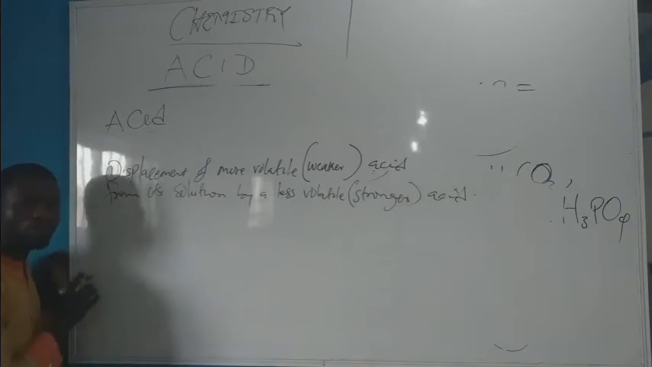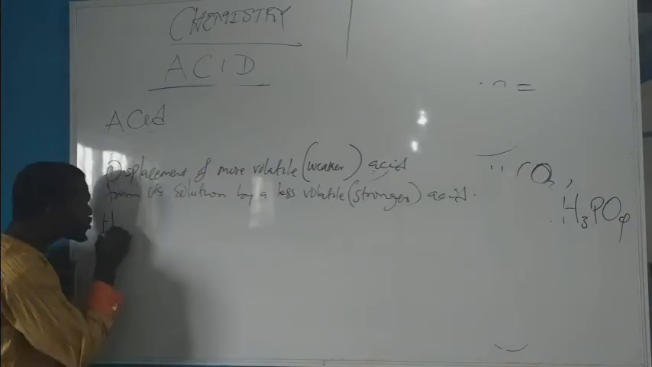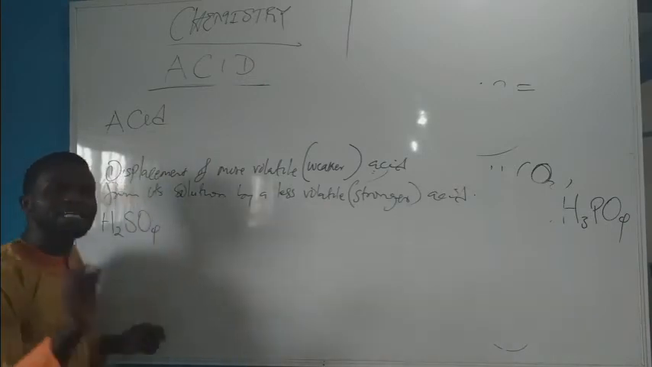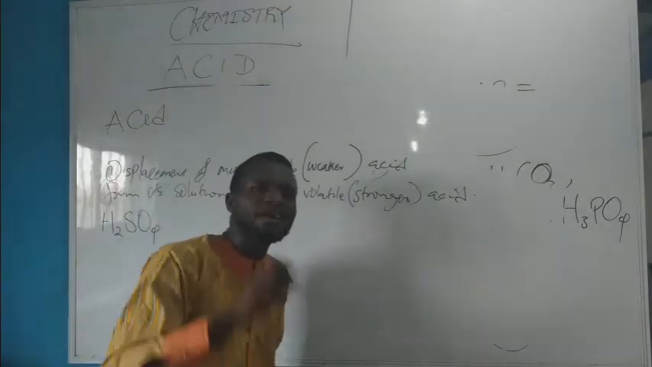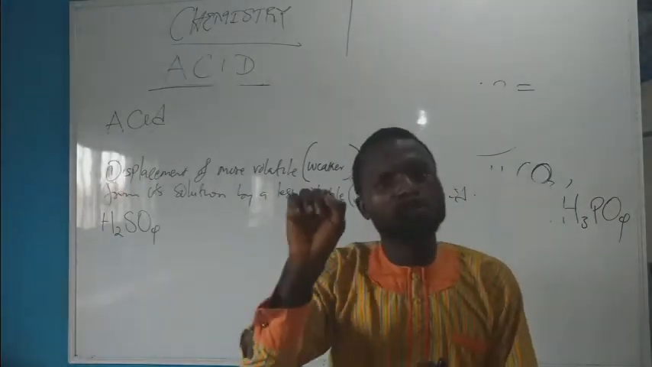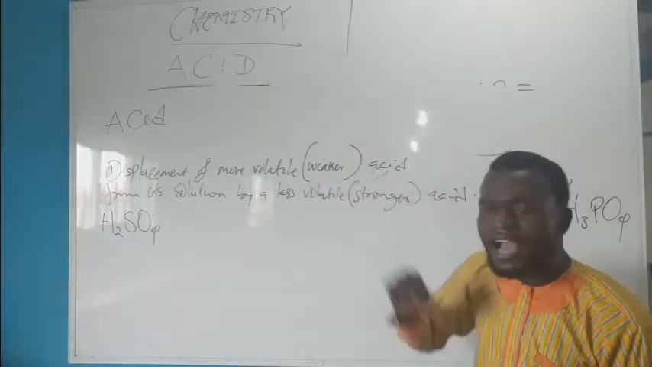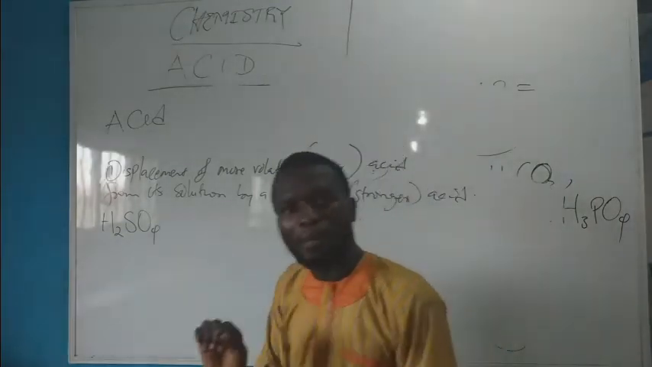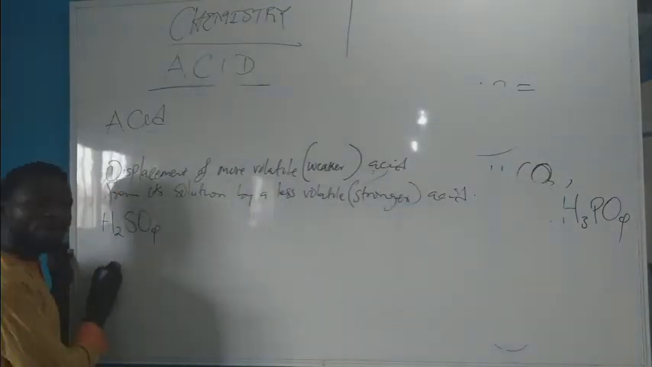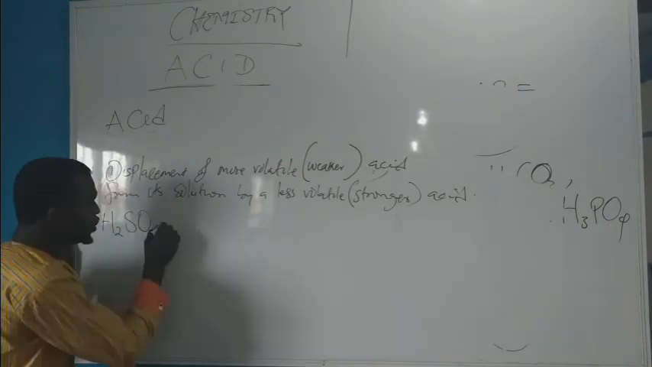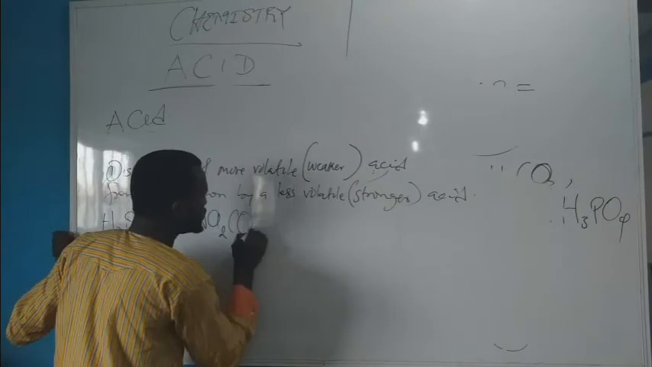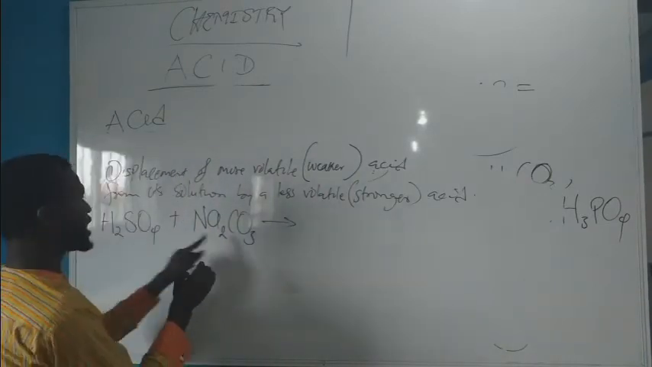For example, tetraoxosulfuric acid displaces the more volatile or weaker acid, trioxocarbonate 4 acid, from aqueous solution of sodium trioxocarbonate 4. Here, as exemplified in the equation of reaction below, H2SO4 plus sodium trioxocarbonate 4 will give you this and this.